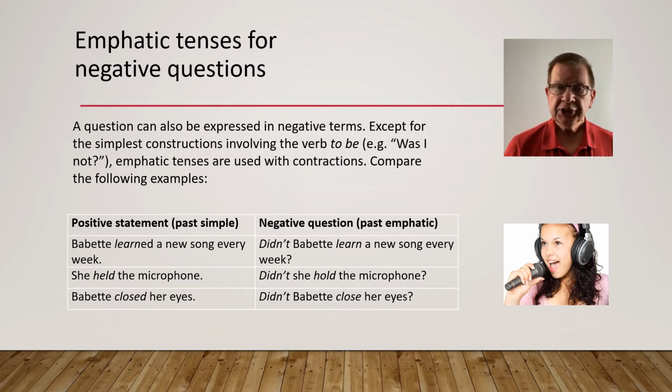Positive statement: she held the microphone. Negative question: didn't she hold the microphone? Positive statement: Babette closed her eyes. Negative question: didn't Babette close her eyes? In these examples, the words did not are contracted into didn't. For more information about contractions of verbs with the word not, please check out my video on present tense verbs.